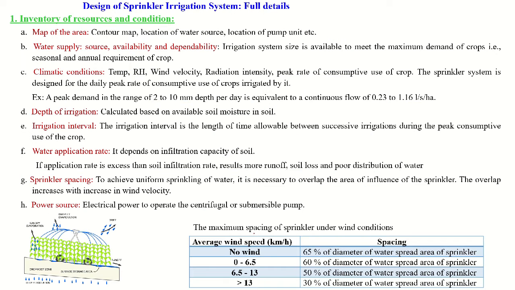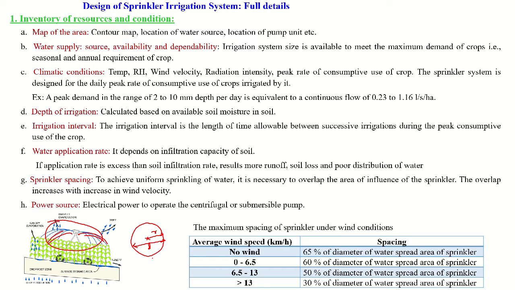The table will tell us the maximum spacing of sprinklers under wind conditions. This is your sprinkler system. This is the area covered under the wind condition. In the image, it is a circular shape, so it will come like this, a complete circular path. This is the center of your sprinkler system, this is your radius, and this will cover the entire diameter.